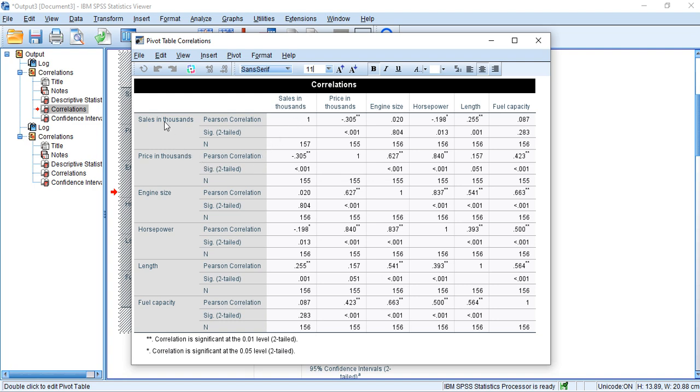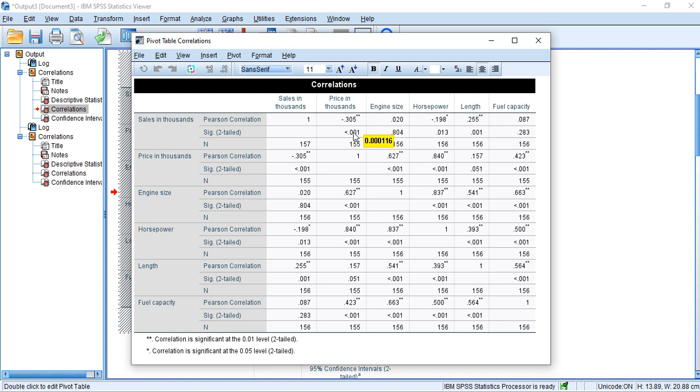So when you look at sales and price, it has a negative 0.35 correlation amount. And here the interpretation is that there's a moderate relationship. And it has a significance which is less than 0.001.